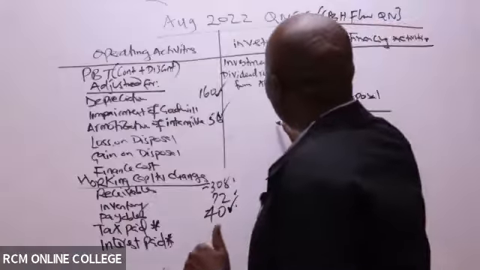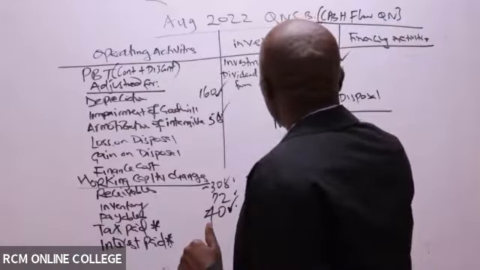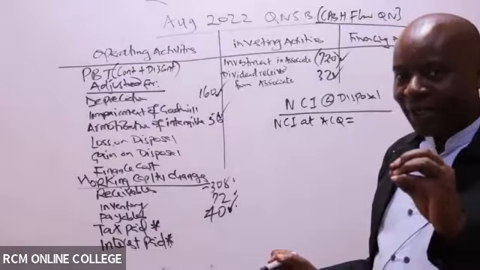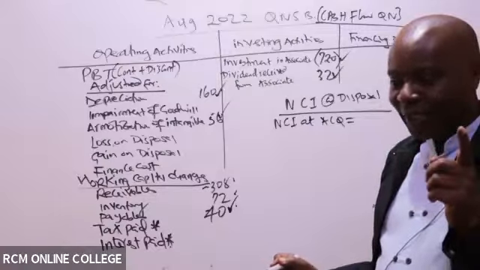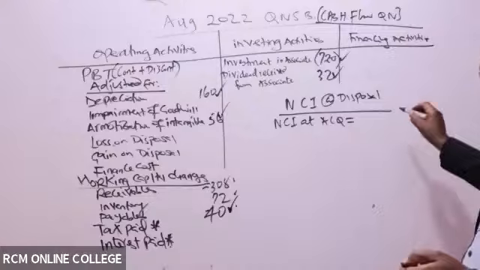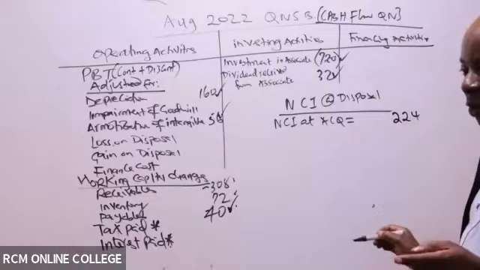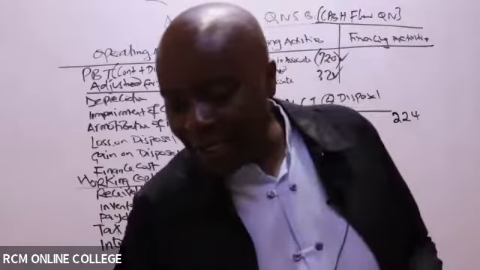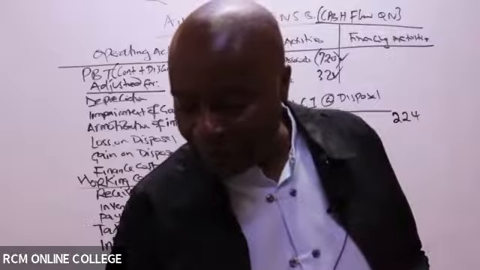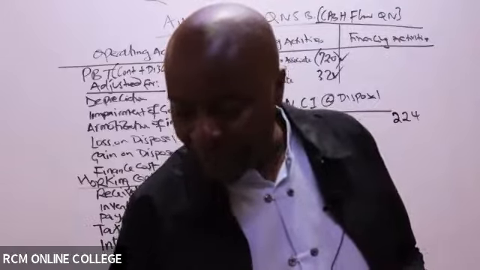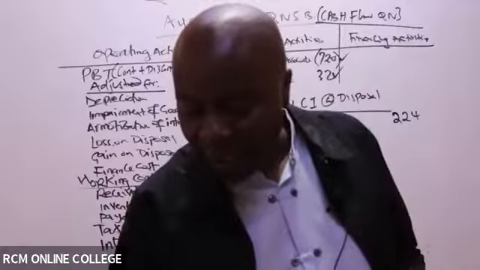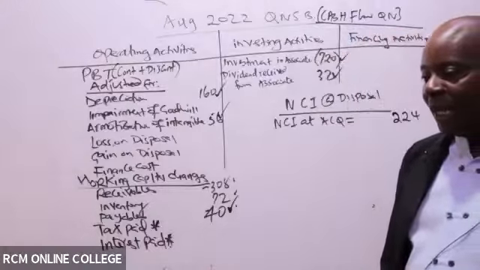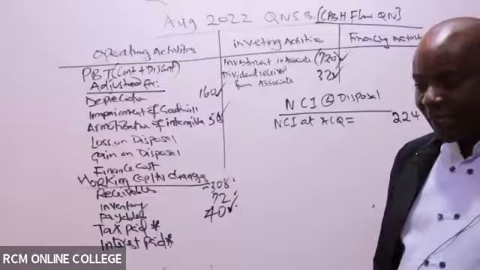Because I'm looking at NCI out of this subsidiary that was disposed. So give me, ladies and gentlemen, the NCI at acquisition, the figure that you took when calculating the goodwill account. I'm told it is 224. How does this NCI change? What makes this NCI keep on fluctuating? Of course, we expect it to increase because of post-acquisition profit, the profit for the year.